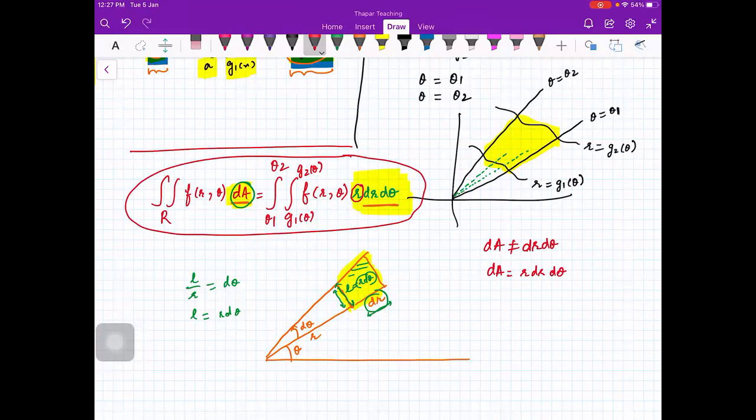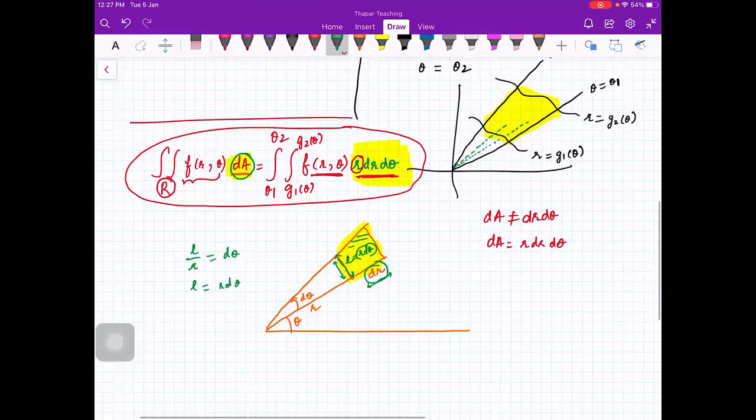Okay, so this is if you want to integrate f(r, theta) over the region R. Yes, beta, ask your doubt. Please tell me once how you wrote r dr d theta differently.